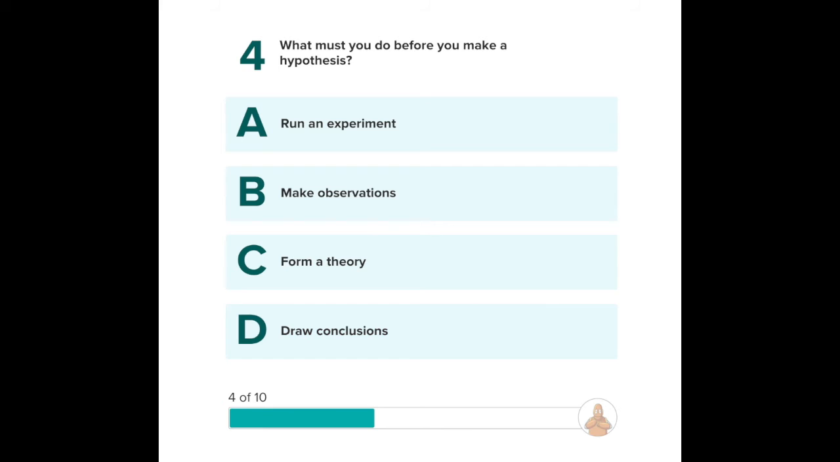Number 4. What must you do before making a hypothesis? A. Run an experiment. B. Make observation. C. Form a theory. Or D. Draw conclusions. Before you make your hypothesis, you always want to make your observation and inference first. So the answer would be B.